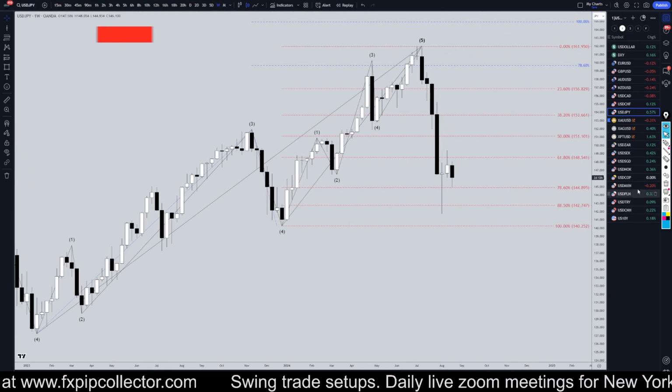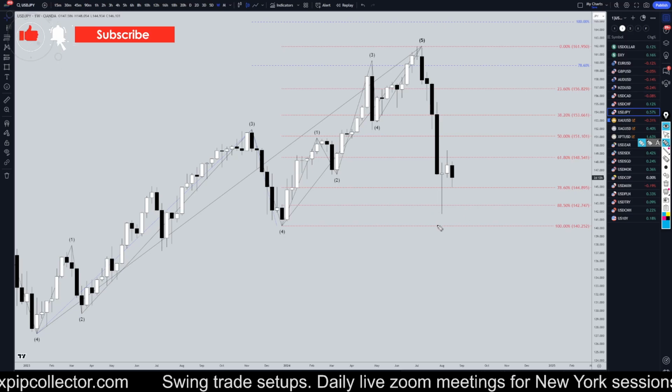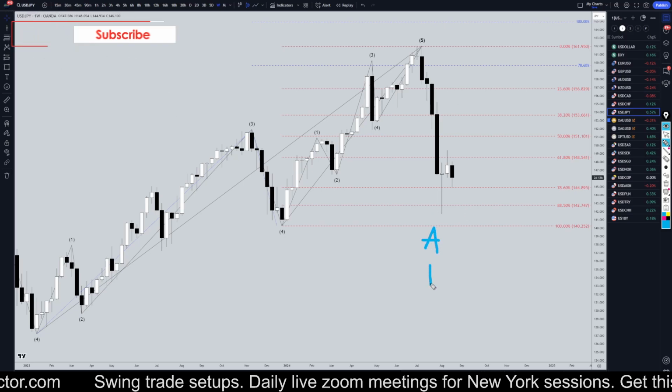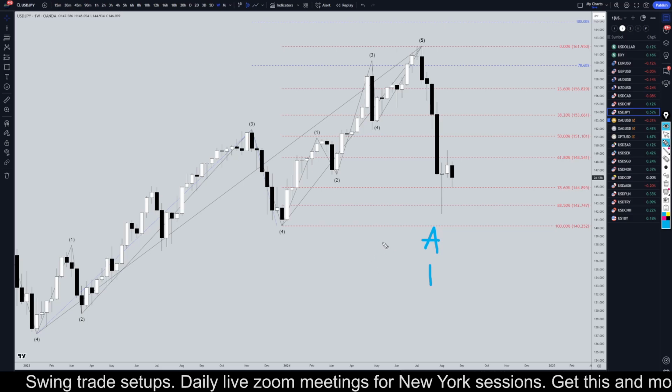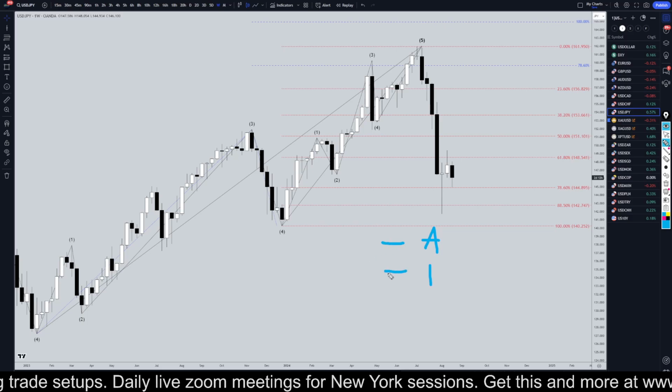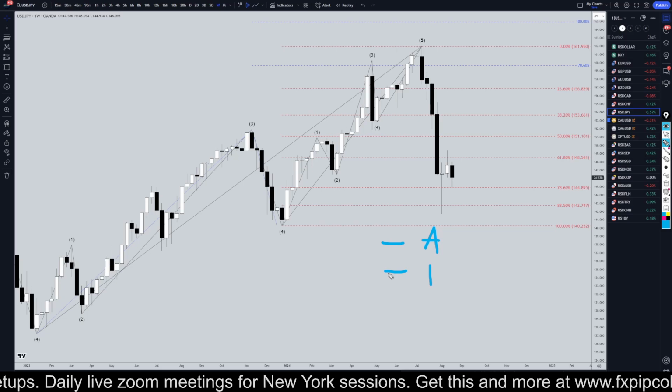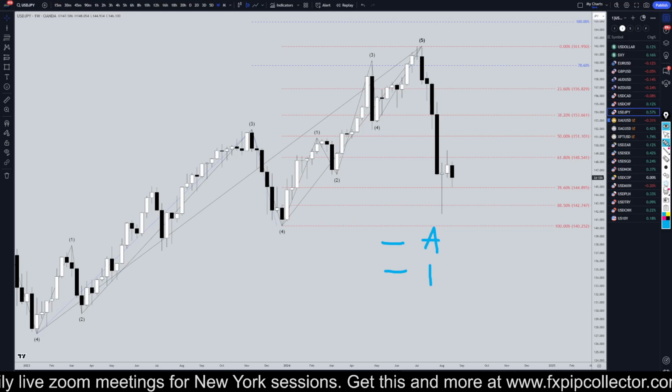So going down to the weekly time frame, definitely I think this first push down is either a wave A or a wave 1. I don't really care to know whether it's a wave A or wave 1 because the trading strategy is exactly the same for either scenario, which is looking for shorts on shorter time frames.